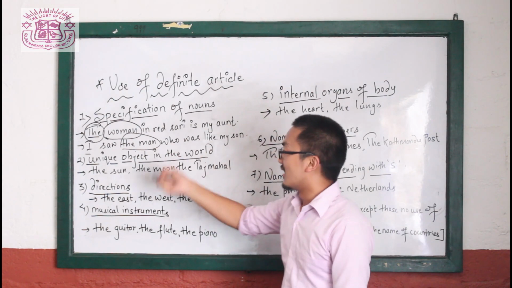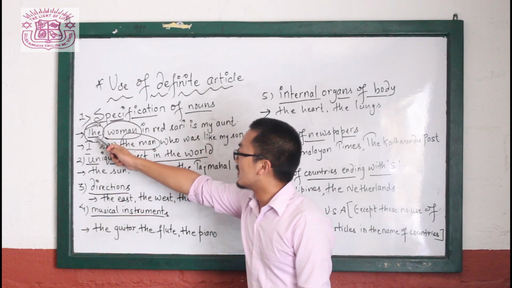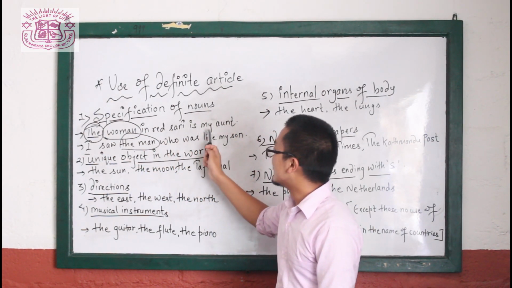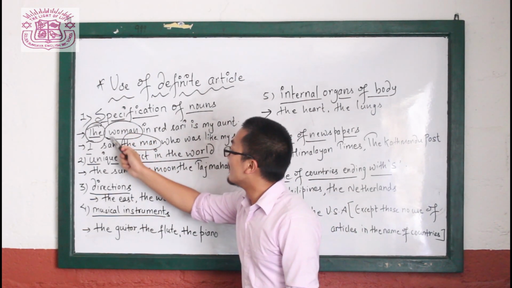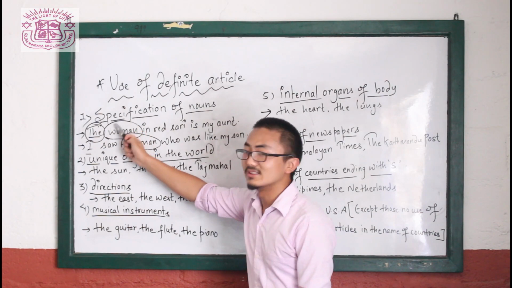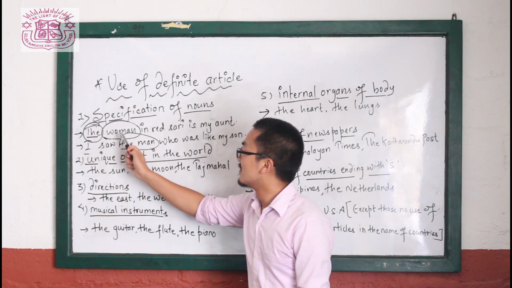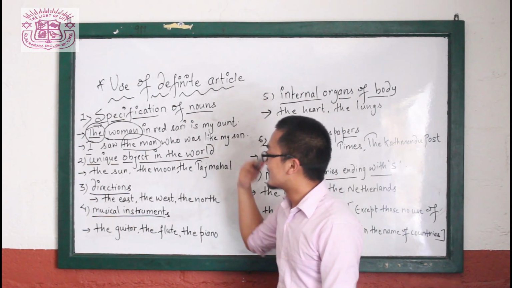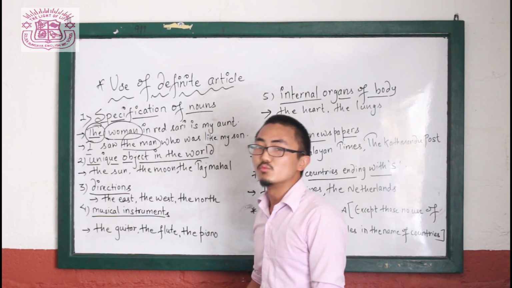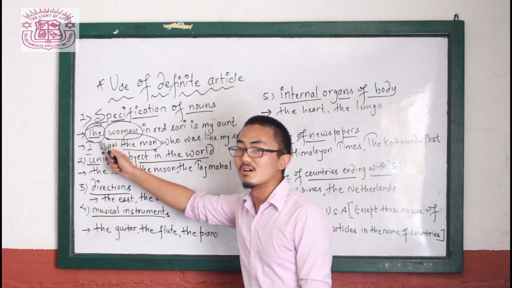Okay, as an example, the woman in red sari is my aunt. That means here the woman is the main noun which I am focusing on. So that's why I am using the woman here. But if you are just saying general sentences, then we generally don't have to use the.